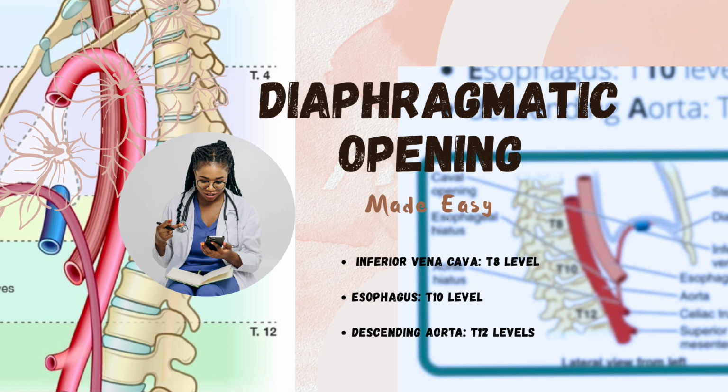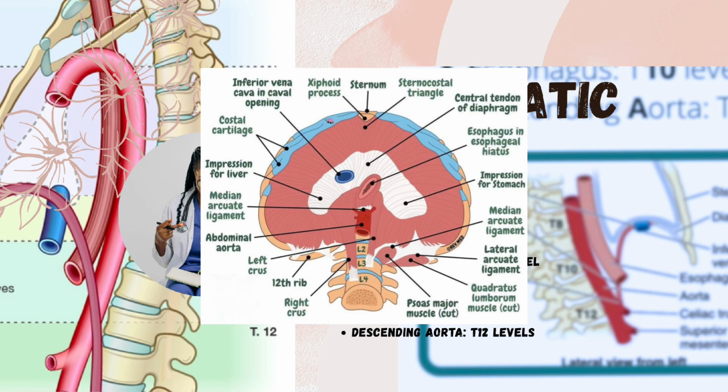So what is this thing really? At its core, the definition is pretty straightforward. It's a musculotendinous partition. That just means it's part muscle, part tendon, and it acts like a big, dome-shaped wall separating your chest cavity from your abdominal cavity. But as we're about to see, calling it a simple wall doesn't even begin to cover it.